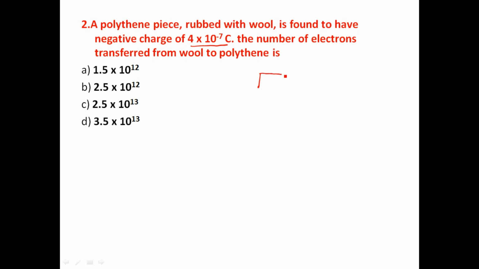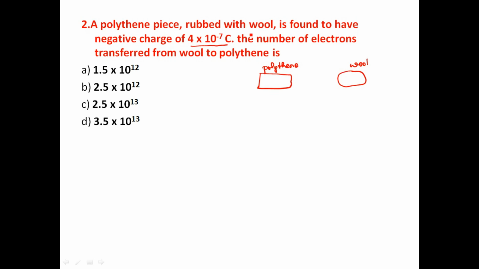So here we have two pieces. One piece is of polythene, the other piece is of wool. So both of them are rubbed over each other.